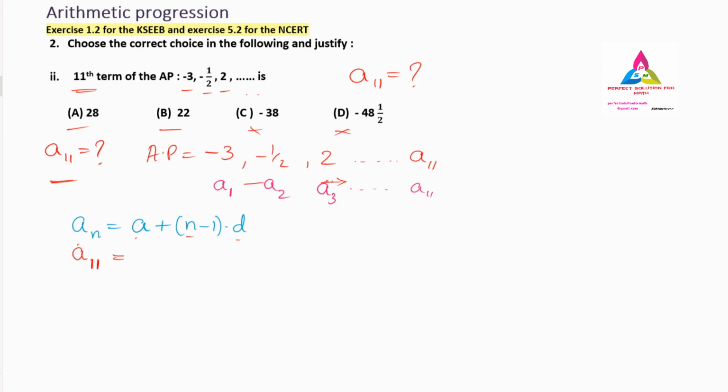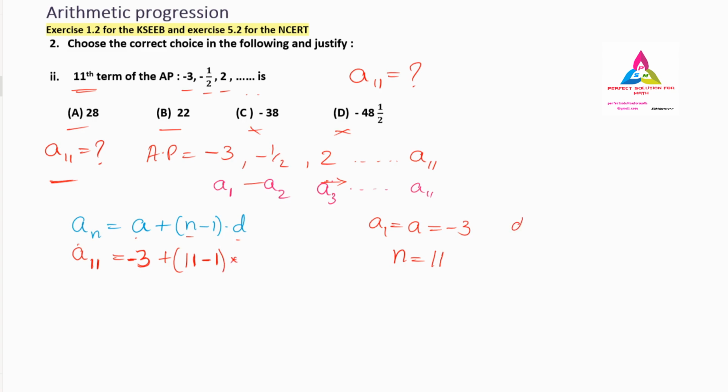A1 is nothing but a, the first term, that is minus 3. So we will write that a value is minus 3. Next, importantly, we need the n value. The n value is already given. Which term they have told you to find? 11. So n value is 11, minus 1 into, now we need the d value.